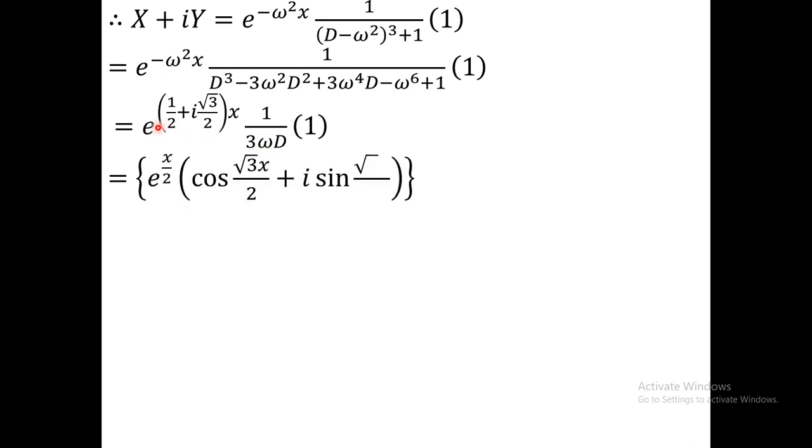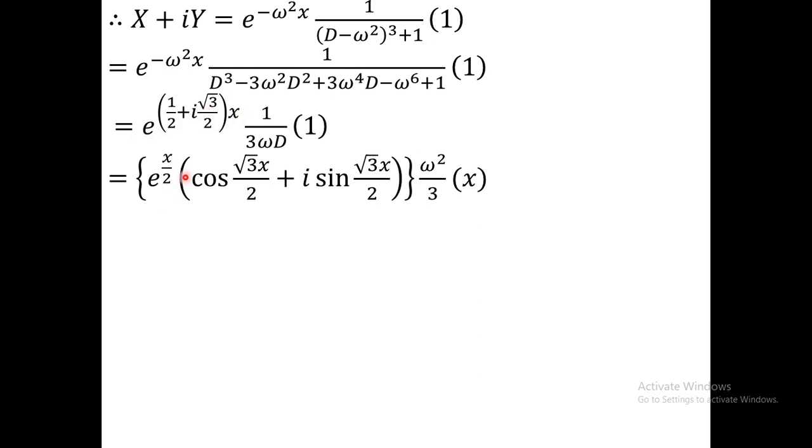Here I consider e to the power half x plus e to the power i root 3 by 2 x. e to the power half x into e to the power i root 3 x means cos root 3x by 2 plus i sin root 3x by 2. And here 1 by omega means omega square, and I take 1/3 unchanged, and 1 by d of 1 means x. Repeat again, e to the power half x into e to the power i root 3 by 2 x.